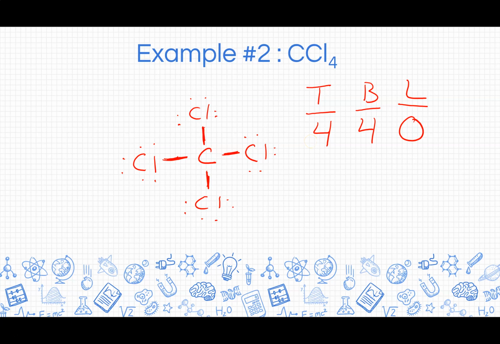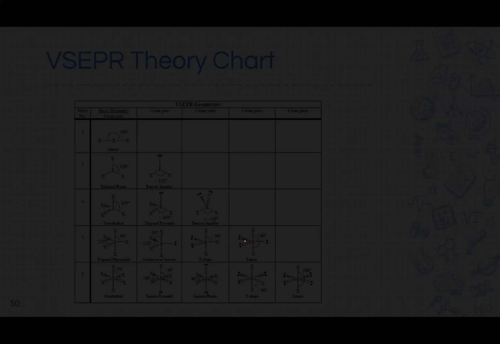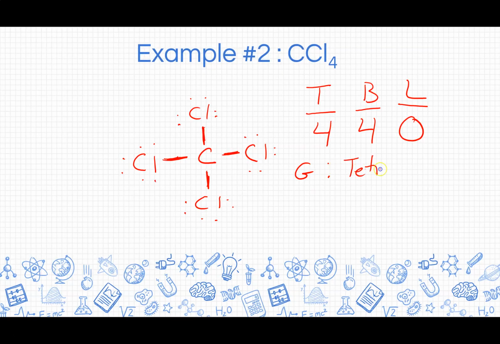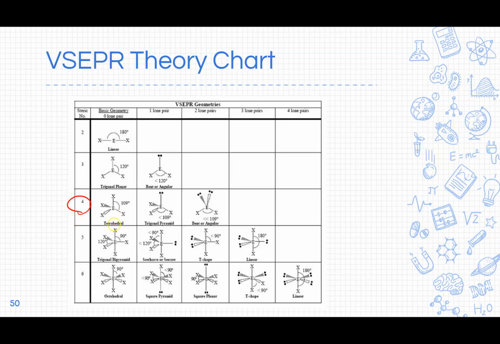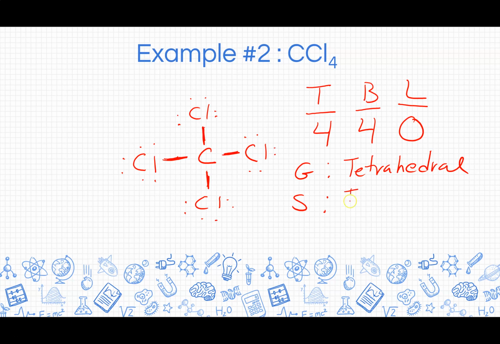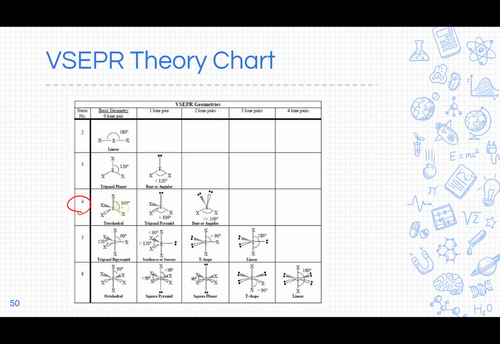4, 4, 0: total, bonding, lone. Geometry, well, I've got that total steric number of 4, so that's tetrahedral again. My shape, well, I have 0 lone pairs. So since I have 0 lone pairs, my shape is also tetrahedral. And my bond angle is going to be 109.5. And that is because I'm in this tetrahedral, 109.5 again. Okay, there are no lone pairs, so I'm not going to say a little bit less than 109.5.